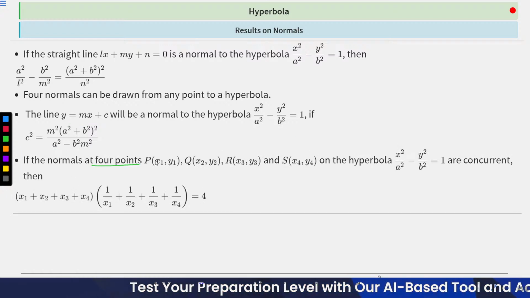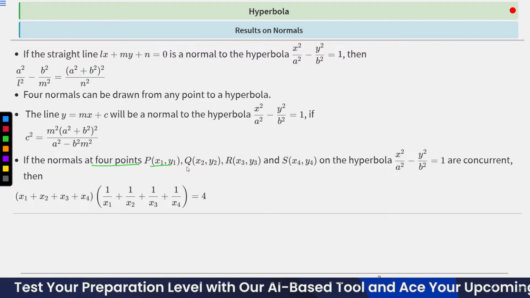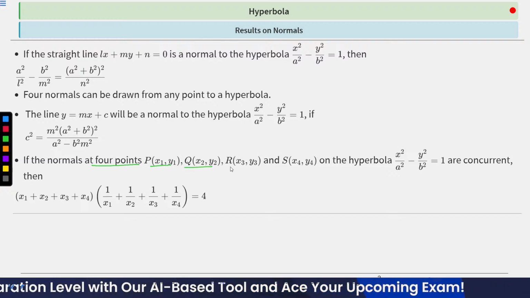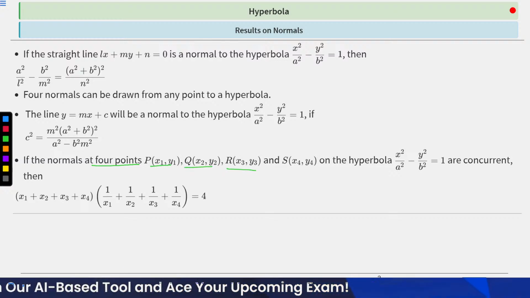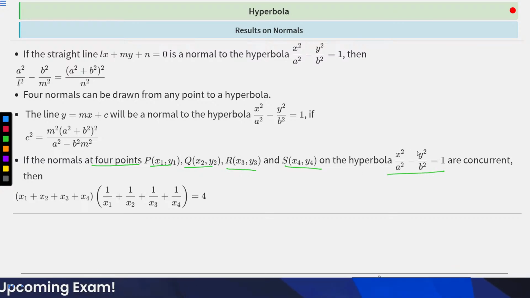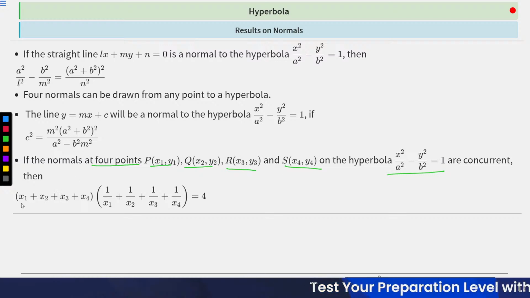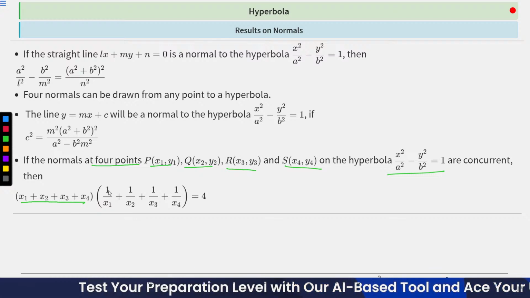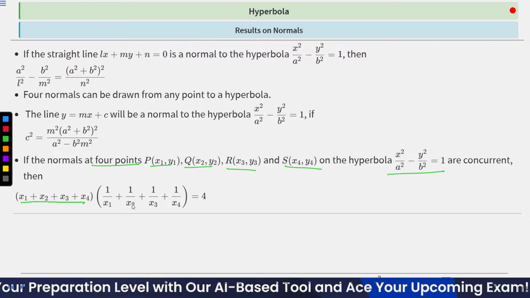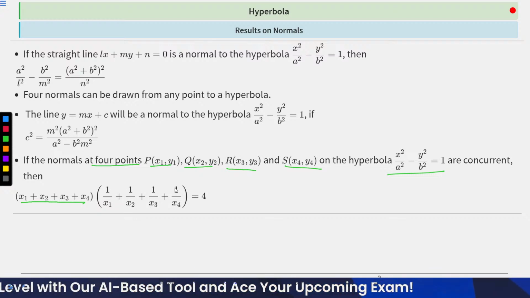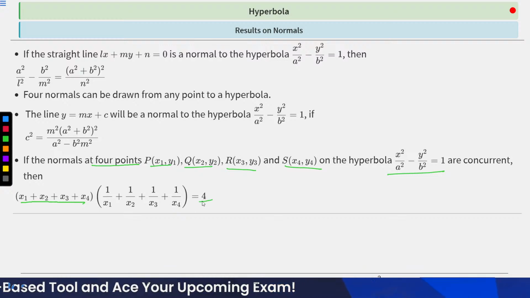If the normals at 4 points P(x1, y1), Q(x2, y2), R(x3, y3) and S(x4, y4) on the hyperbola x squared by a squared minus y squared by b squared equals 1 are concurrent, then (x1 + x2 + x3 + x4) product with (1/x1 + 1/x2 + 1/x3 + 1/x4) is equal to 4.